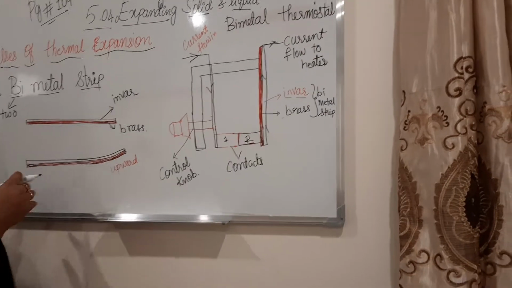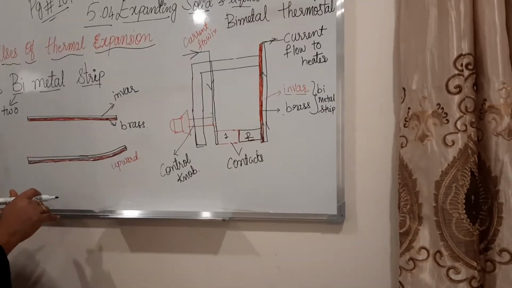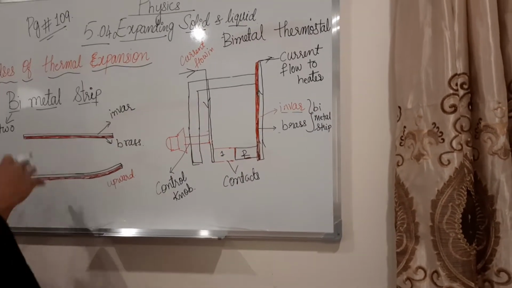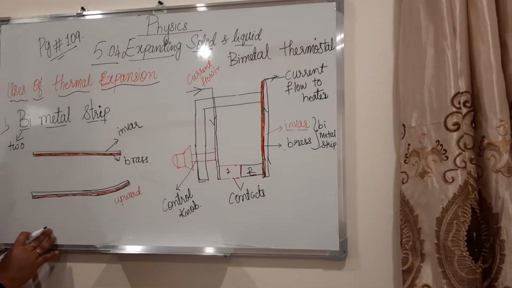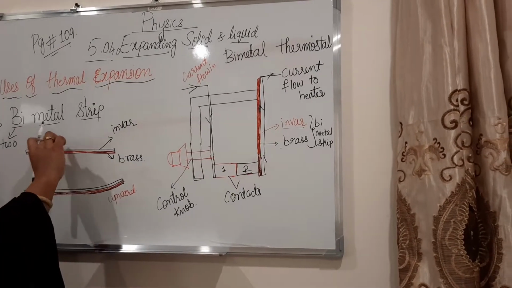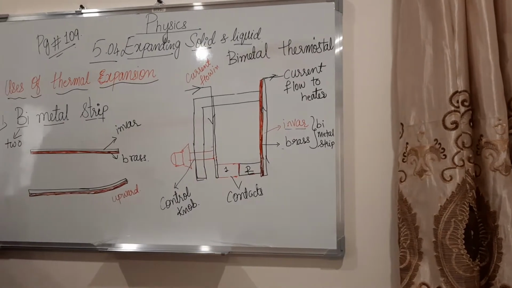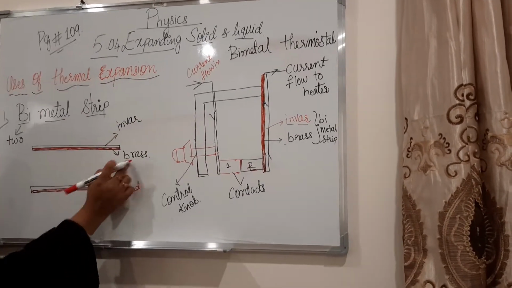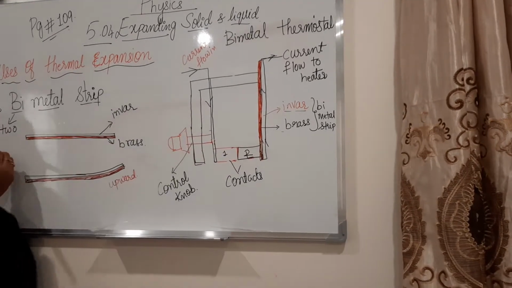Different metal strips means it can be made up of iron or copper, or invar or brass, or iron or brass, or copper or invar. Any two metal strips we take, and when we join them together they are called bimetal strips. Above here I place an invar metal strip, and below it a brass metal strip.